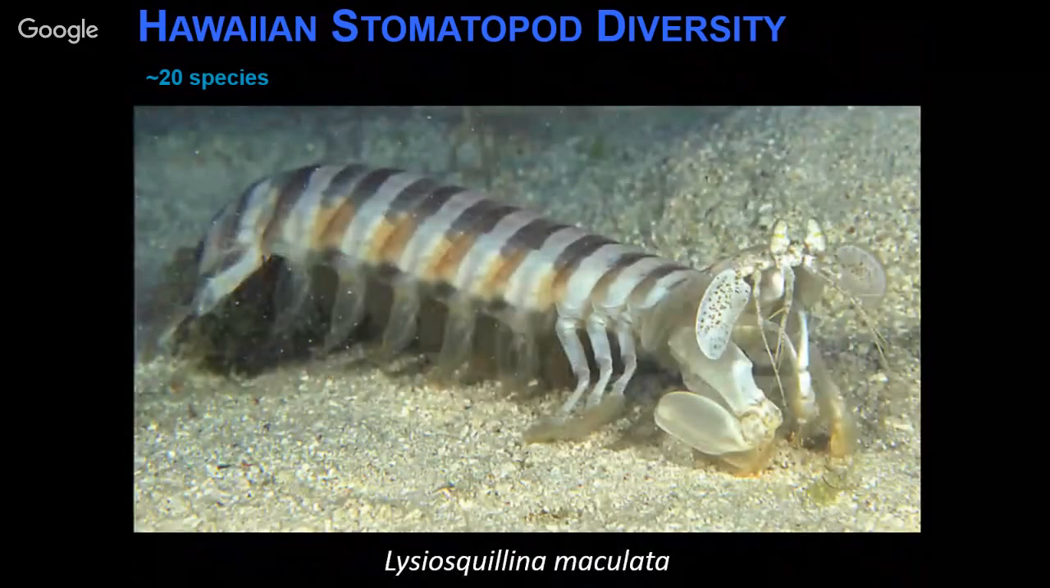You may have seen this one. This is the largest species of stomatopod, and we also find it here in Hawaii. Its scientific name is Lysiosquillina maculata, and these get quite large, so 1.5 foot, lobster size.